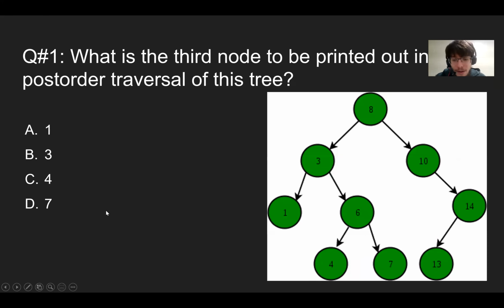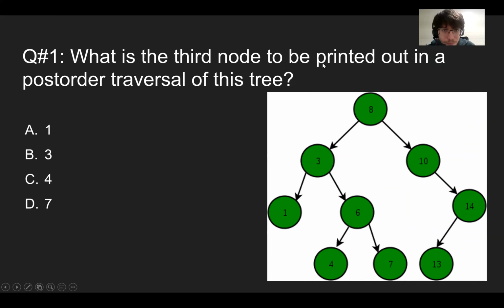Okay, let's do an example. What are the first 3 nodes printed out in a post-order traversal of this tree? Well, let's work through it. Remember that for post-order, we have left, right, and then node at the end, because post means last, or after. So we start at our root, we go left, then we go left again, and then we're at 1.